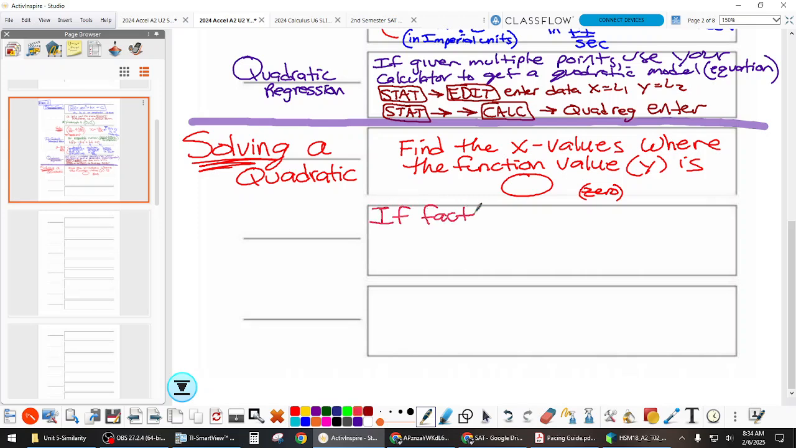So we need to understand this. This is why we're writing this note. So we're going to use the zero product property.